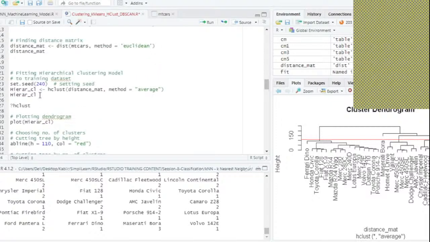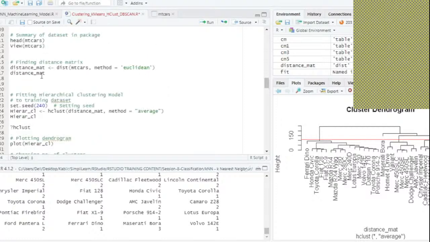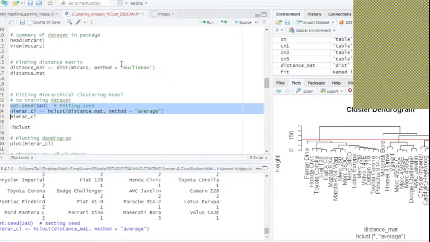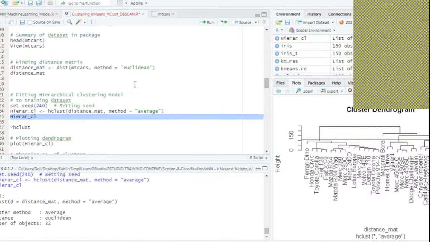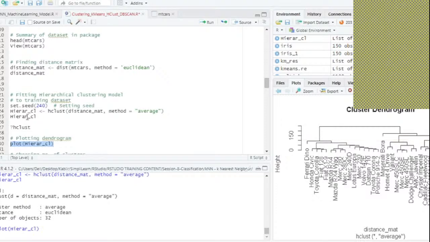Sorry, I'll repeat. Okay, so all of you have calculated the distance matrix, right? Then I use the hclust command on this distance matrix and mention the method as average to get me the dendrogram. If I plot this hierarchical cluster object, I get this dendrogram.